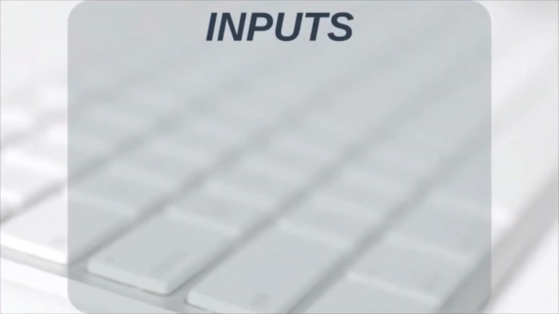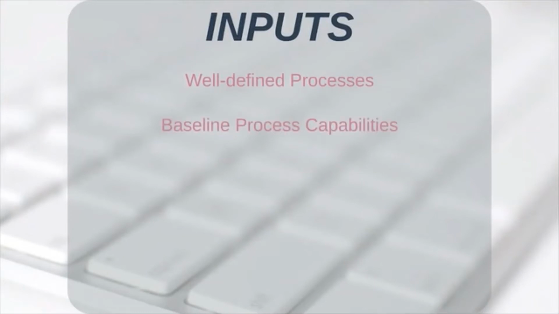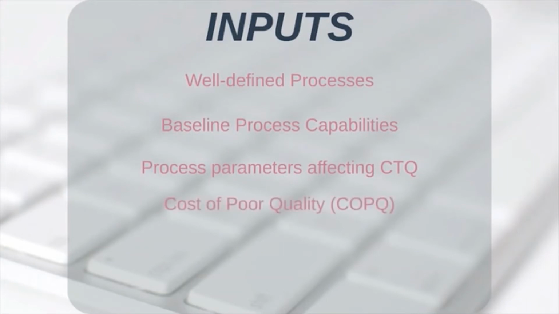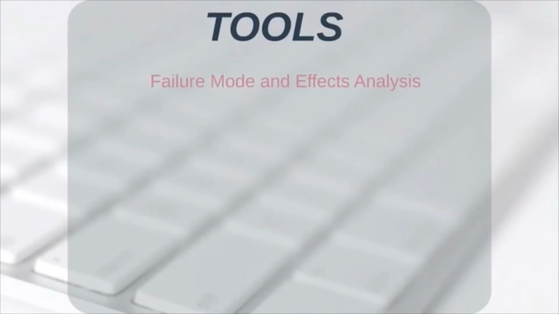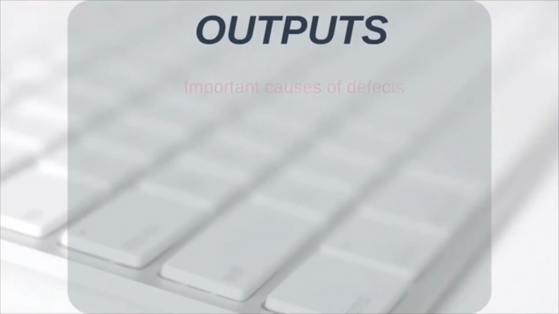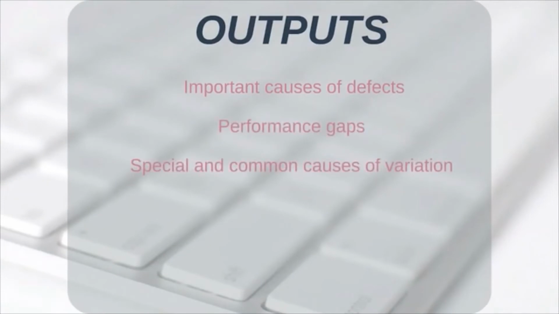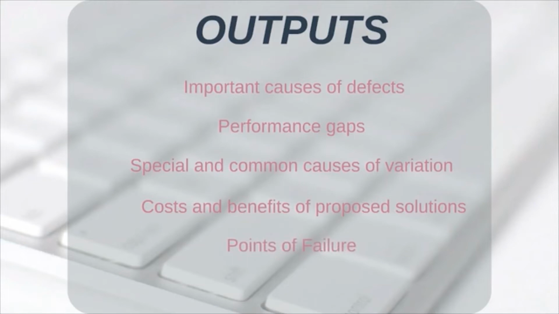The next phase is analyze. The inputs for this phase are well-defined processes, baseline process capabilities, process parameters affecting CTQ (critical to quality), cost of poor quality (COPQ), and measurement systems. The necessary tools here are failure mode and effects analysis, data analysis, and hypothesis testing. The outputs of this phase are important causes of defects, performance gaps, special and common causes of variation, cost and benefits of proposed solutions, and points of failure.